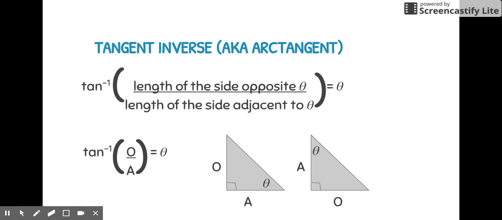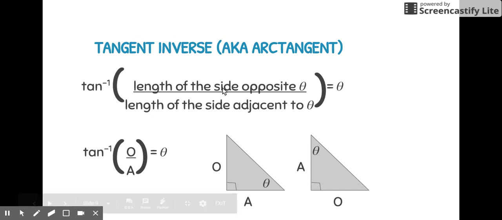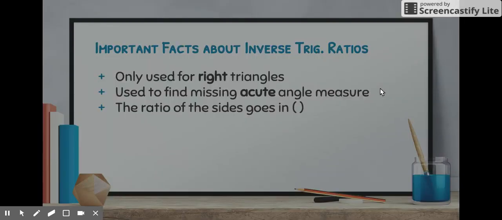And our last inverse trig ratio is tangent inverse, which is referred to as arctangent as well. Theta is found by doing tan inverse of the length of the side opposite theta divided by the length of the side adjacent to theta. And when you do that, that's going to give you a number which is equal to theta. So if you notice, we're still seeing those relationships with our trig ratios, right? So SOH CAH TOA, we're seeing the opposite over adjacent for tan inverse, but it's a little different. So make sure you're seeing that difference as we work throughout this lesson.